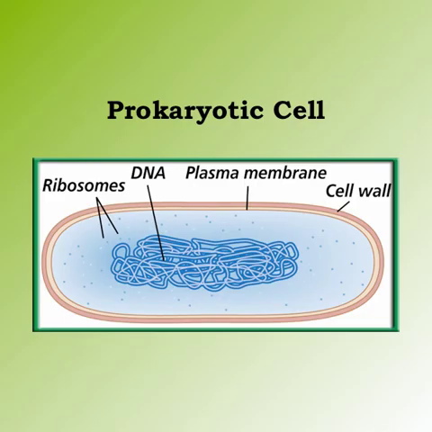A prokaryotic cell has some ribosomes floating around, cell walls, plasma membrane, and DNA coiled up inside the cell in no particular place.